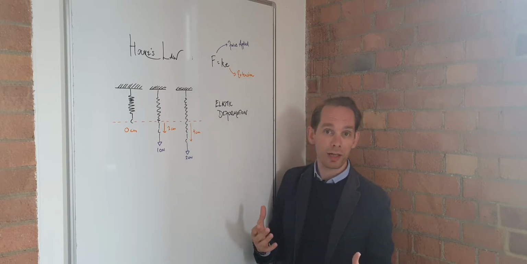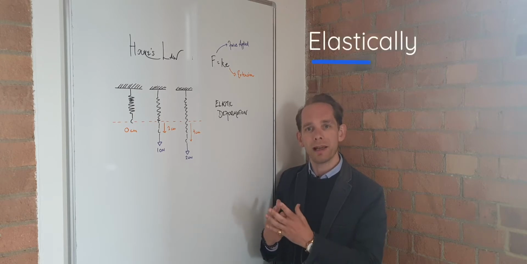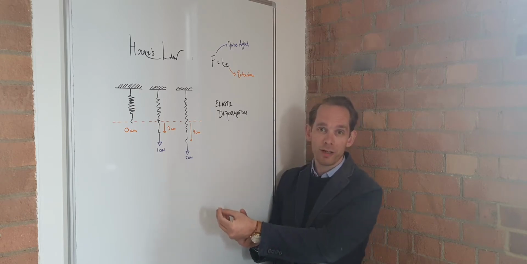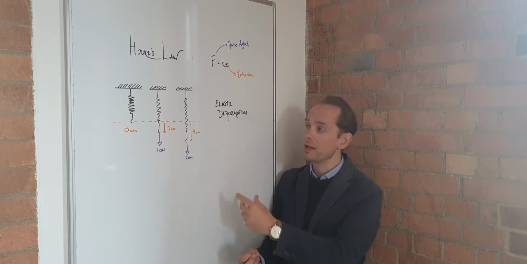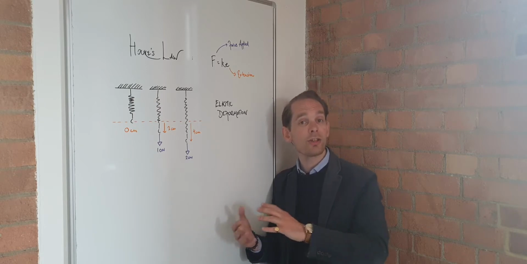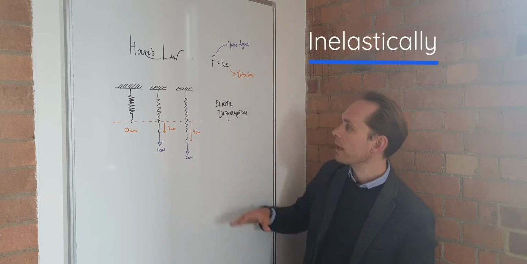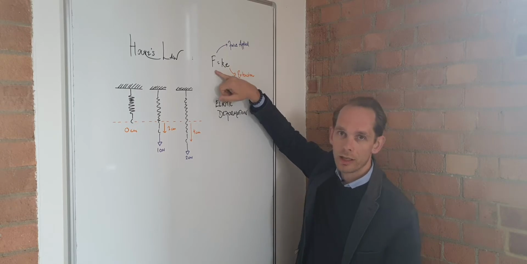Now most objects, or many objects, obey Hooke's law, and that means they deform elastically, and that means that the amount of force you apply to it relates directly to the amount of extension, how much it stretches. So springs are a great example of that. There are other things like elastic bands which actually don't follow that law, so they would deform inelastically. Anyway, the formula governing elastic deformation is Hooke's law.